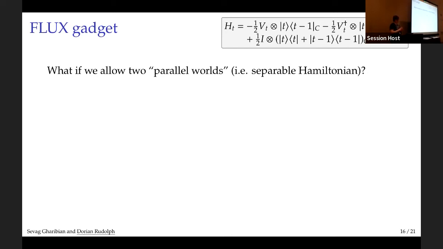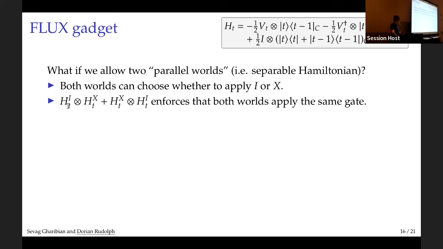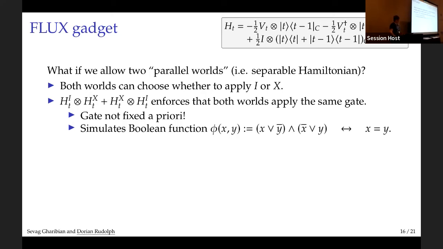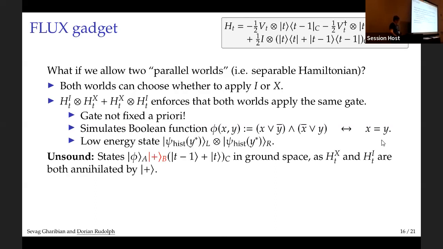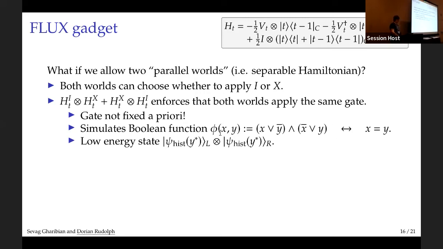And in our case here, parallel worlds means that we now do not look at normal Hamiltonians, but we look at separate Hamiltonians where we can basically have two history states in parallel. And we allow both worlds to choose whether they apply I or X. And then we have a Hamiltonian term like this. So this is basically the FLUX gadget term. And this is here our transition term from above. We just replace the V_t with either an I or X. And we want that this term enforces that both worlds apply the same gate. So that the gate is not fixed a priori, but we force it to apply the same gate. And this term basically is supposed to simulate a Boolean equality function like that. And we want that its low energy state is the history state on both registers for some accepting proof y star.